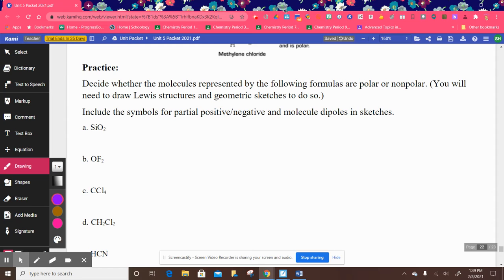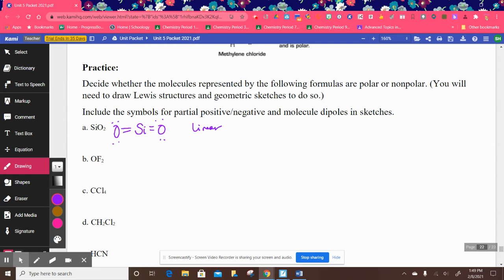Okay, so our first one is SiO2. We're going to draw the correct Lewis structure with the right angle. So SiO2, you have a silicon in the middle and oxygen on either side. We need a total of 16 electrons. I've used 2, 4, 6, 8, 10, 12, 14, 16. So this happens to be a linear shape.